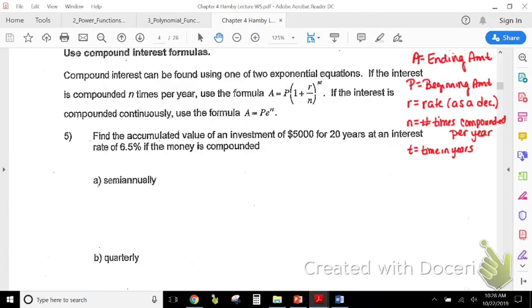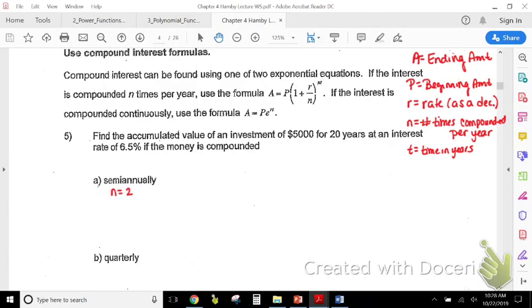Number 5 here says find the accumulated value of an investment of $5,000 for 20 years at an interest rate of 6.5% if the money is compounded, and the first one is semi-annually. Well, it's not compounded continuously, so we're not going to use what most people refer to as the PERT equation, because of the P-E-R-T. So we must be going to use the first one. Semi-annually means every half a year. How many halves do we have in a full year? 2. So this is telling us that N is 2.